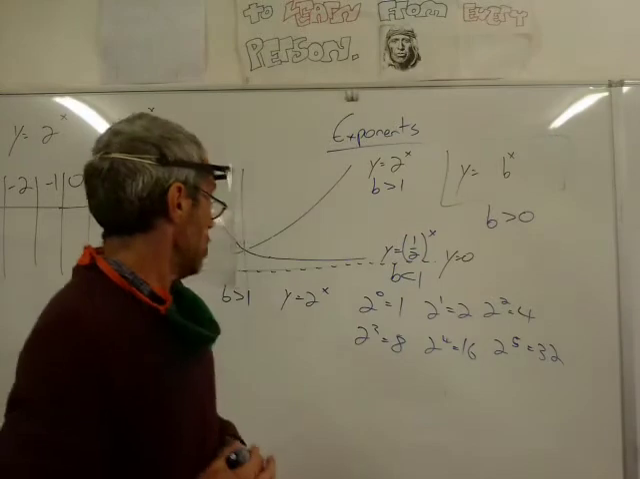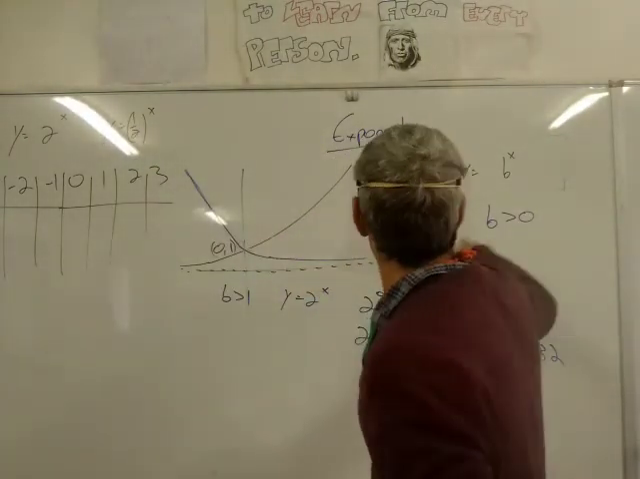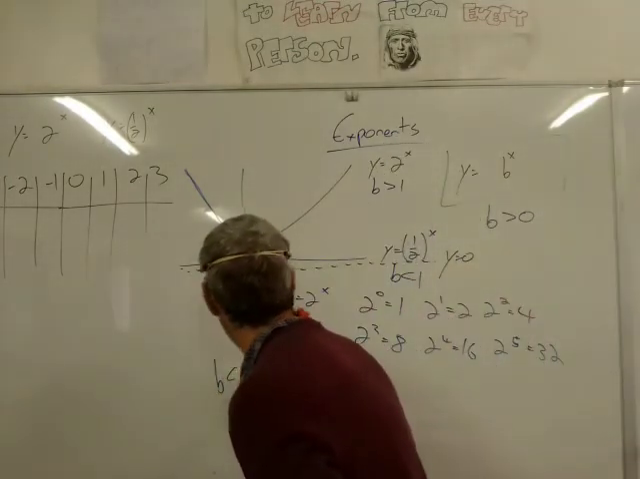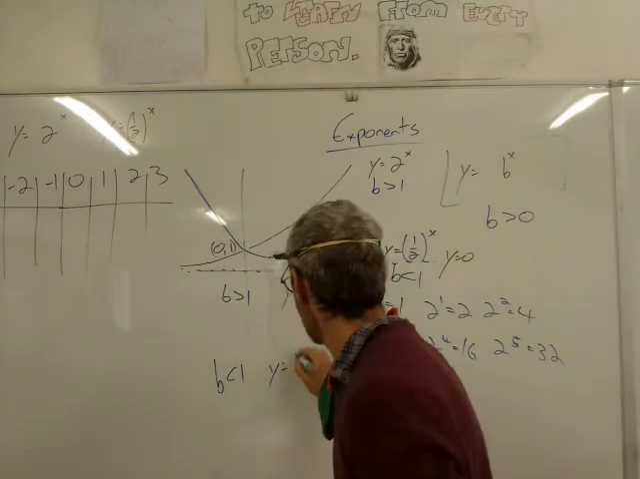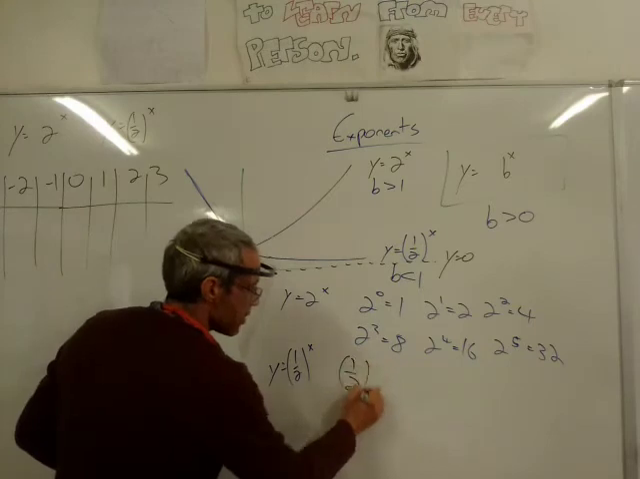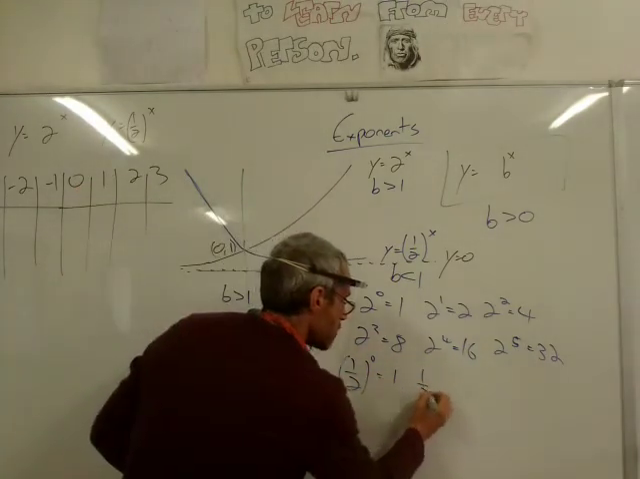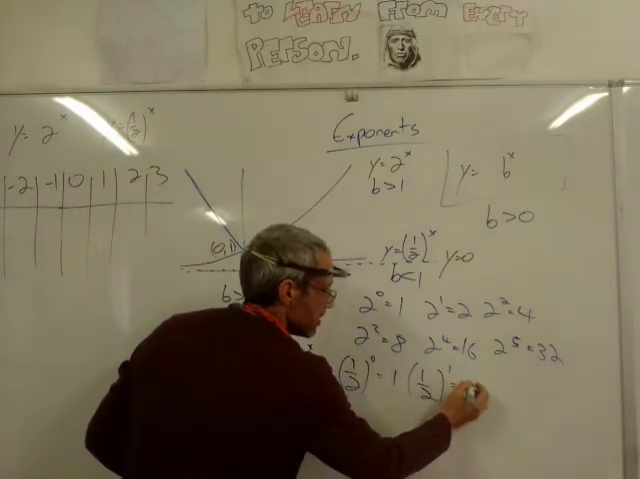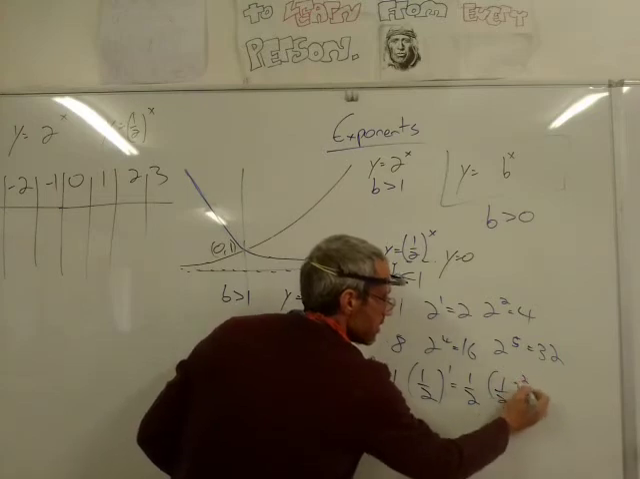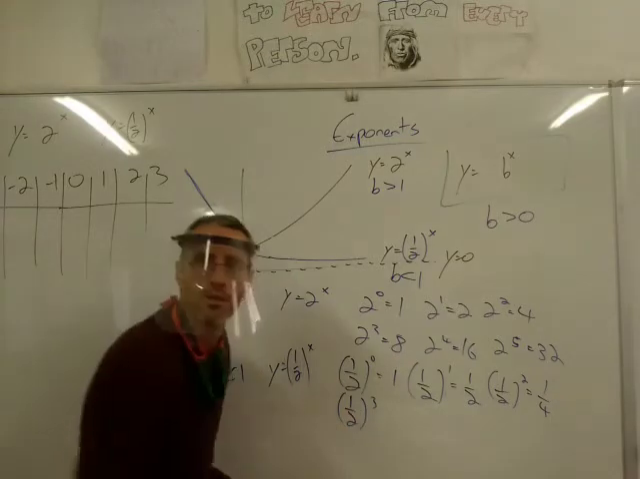Okay. Right. Okay, now, what about that? Okay, what about when b is smaller than 1? Okay, so in the case where b is smaller than 1, let's just look at some of these. So, for example, y equals half to the power of x. So, half to the power of 0 is 1. Half to the power of 1 is? Yeah, half. Half to the power of 2 is? A quarter. Let's just do one more. Half to the power of 3 is?